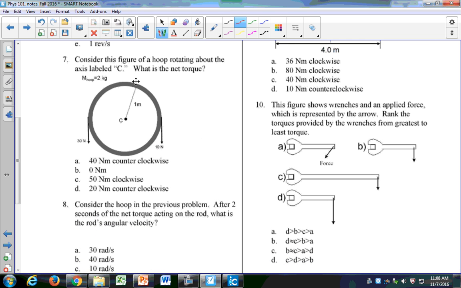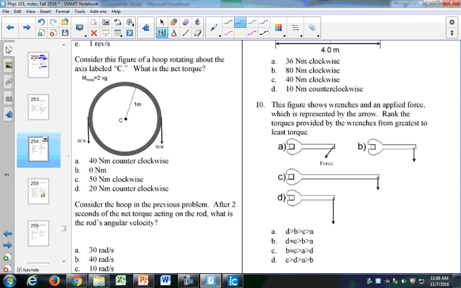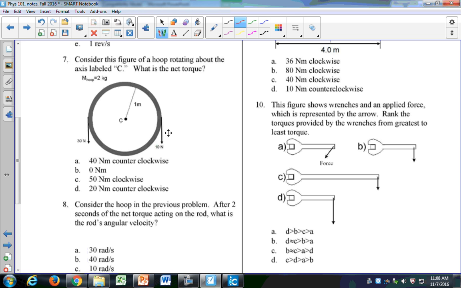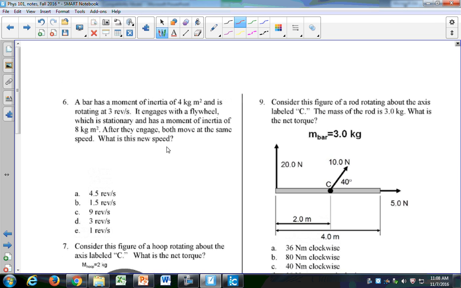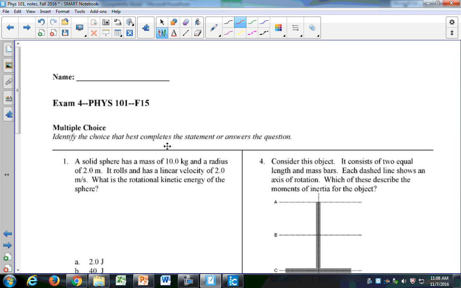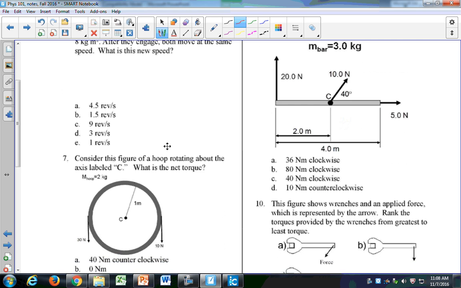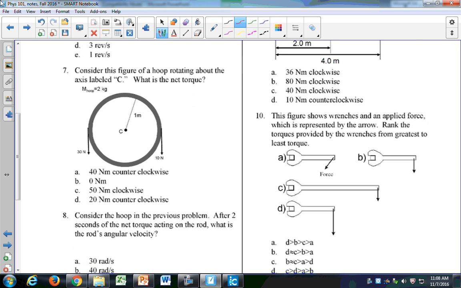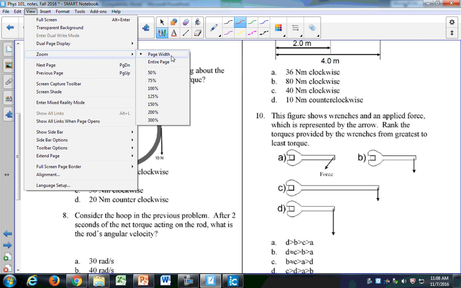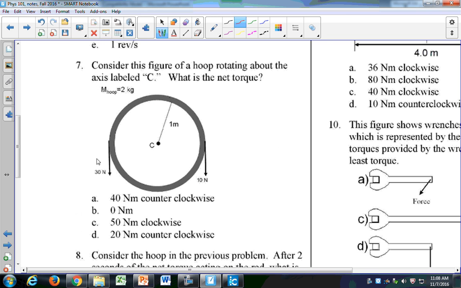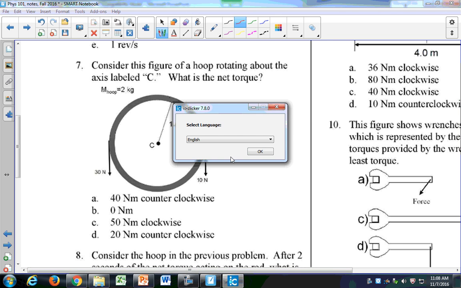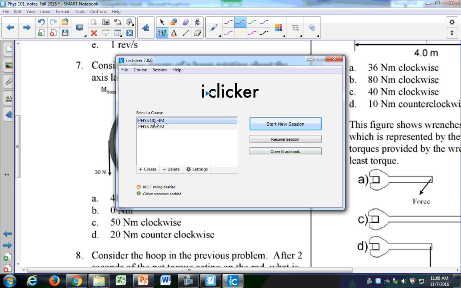Okay, look, here's a good example. Let's do number 7 and 8. This is on, well, y'all don't have page numbers in the back, do you? But this is exam 3, I think. No, exam 4, 7, and 8. We'll do number 7 first. Here you have a hoop. Want to know the net torque that acts on that hoop.